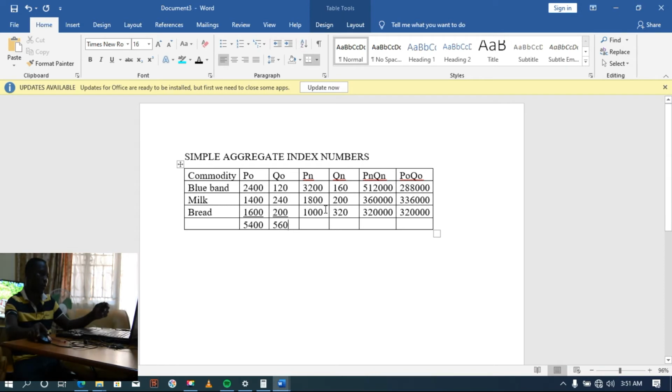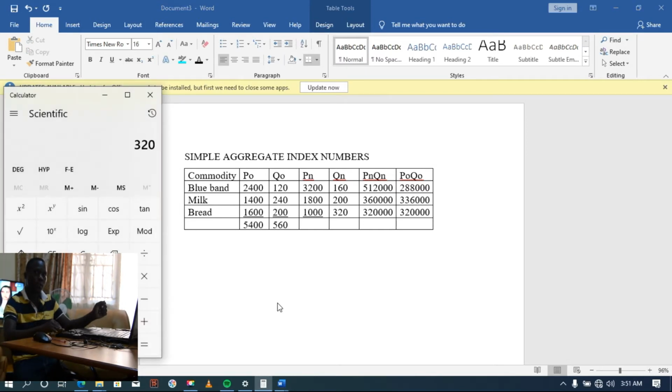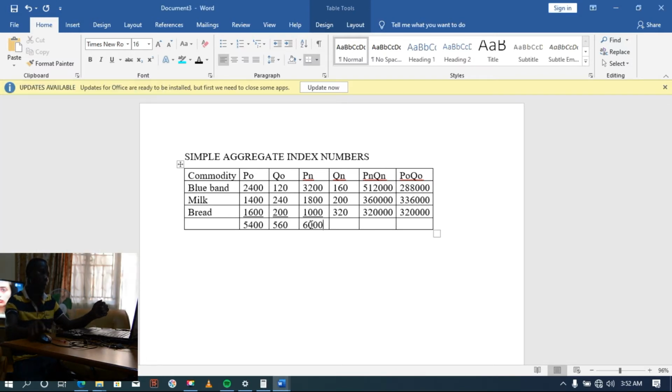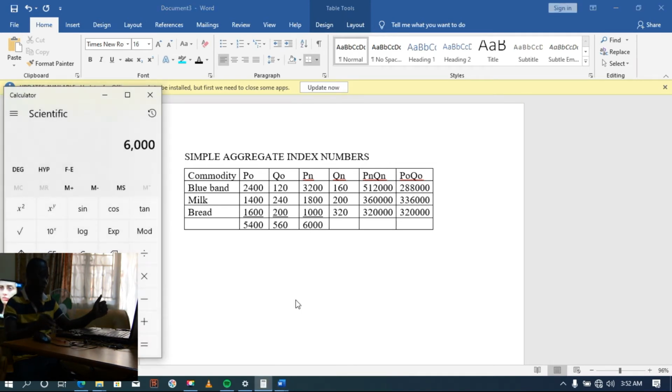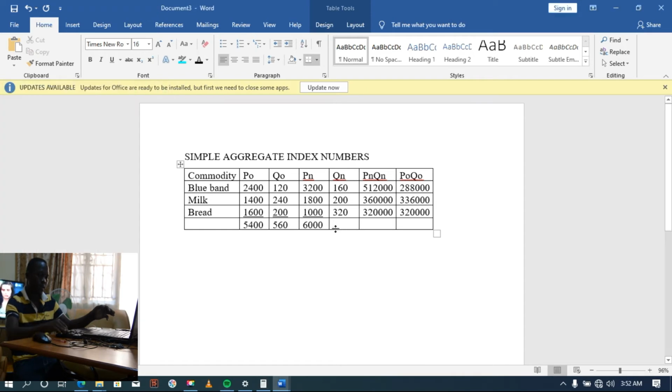So then we come to summation PN. We sum up the values of PN, and that is 3,200 plus 1,800 plus 1,000. We get 6,000. Then we come to QN. We sum up the values of QN, 160 plus 200 plus 320, giving us 680.